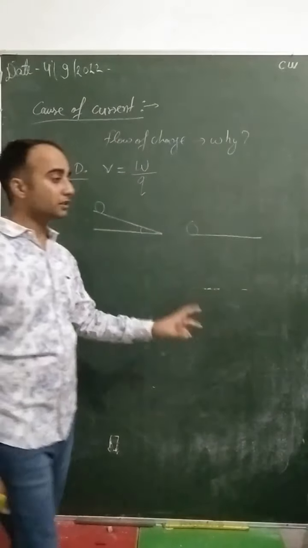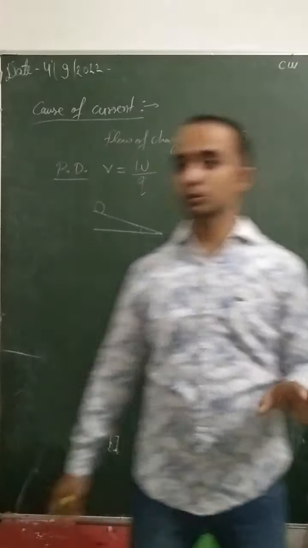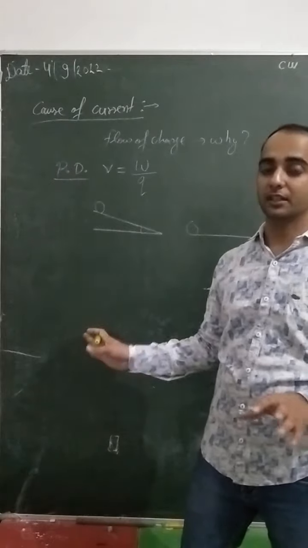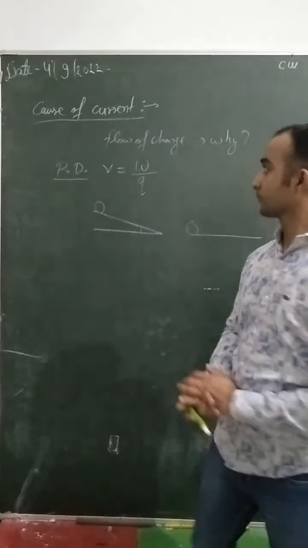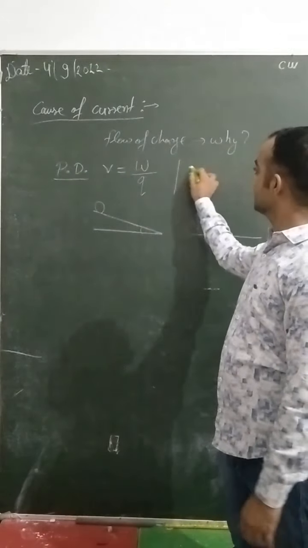So what is the reason? We got the answer to why. Why does current flow? Current will flow due to potential difference. If there is a potential difference, then current can flow. Otherwise, current cannot flow. Now, the other term besides potential difference is EMF.